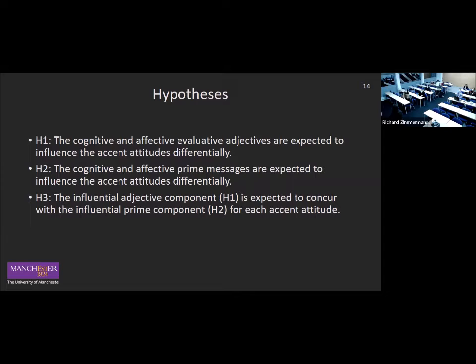As a combination of the two hypotheses, I expected that the way the adjectival components of cognition and affect would influence the accent attitudes would be the same as the primes, so that if a cognitive prime affected an accent attitude, it would also be a cognitive adjective that was influencing the same accent attitude. So that there would be an agreement between the way cognition and affect, through the adjectives and the primes, were influencing the accent attitudes.